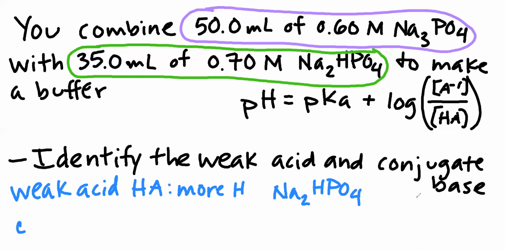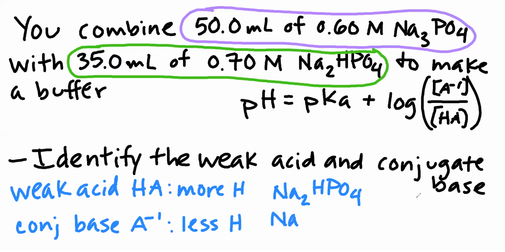The conjugate base, which is abbreviated A-1, will be whichever one has fewer hydrogens, which in our case is our other, Na3PO4. So we've identified what's going to be our weak acid and conjugate base. Eventually we'll find those concentrations to plug into the Henderson-Hasselbalch equation.